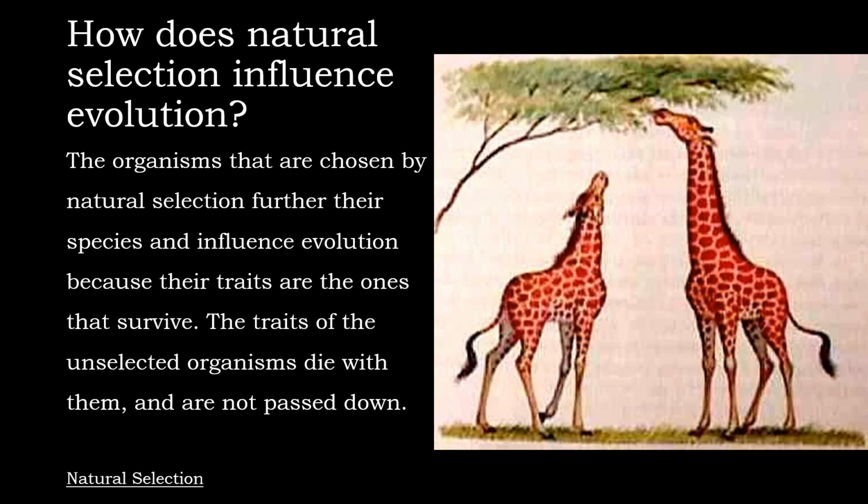How does natural selection influence evolution? The organisms that are chosen by natural selection further their species and influence evolution because their traits are the ones that survive. The traits of the unselected organisms die with them and are not passed down. Here's an example of how giraffes have eventually evolved to have longer necks. The giraffes with the shorter necks were at a significant disadvantage compared to the ones that had a new niche with the longer necks, and that eventually led to evolution.